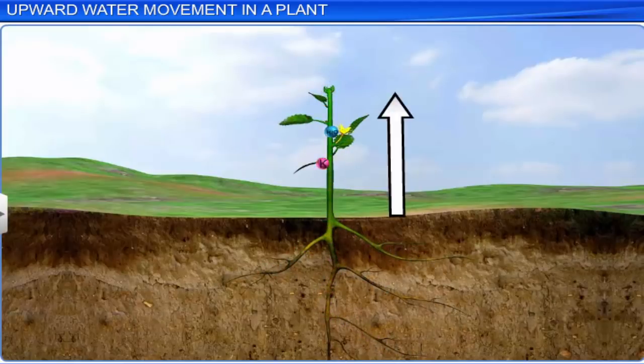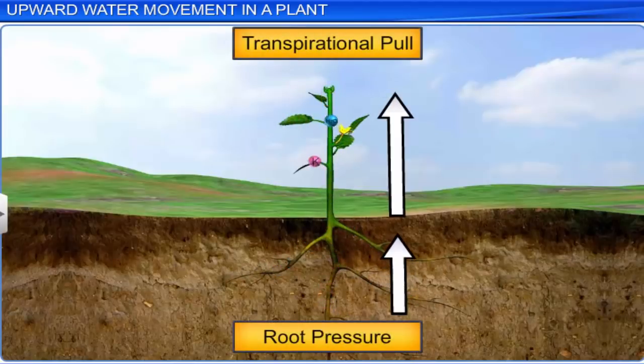Therefore, we can conclude that together, transpirational pull and root pressure are responsible for the upward movement of water in plants.